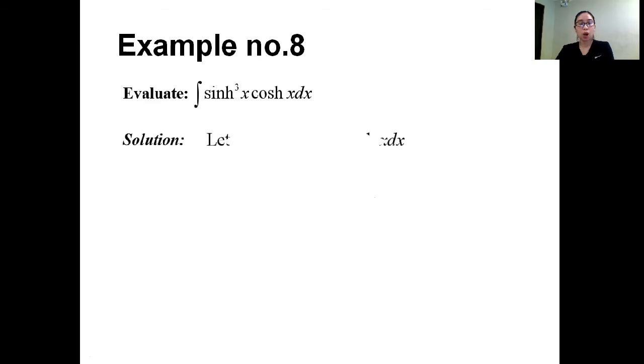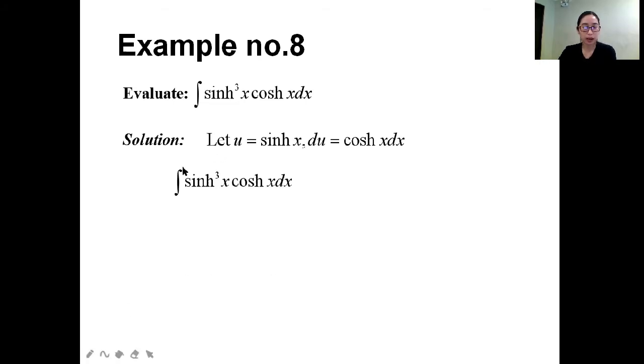For our example number 8, still on the hyperbolic function, the integral of sin h cubed x cos x dx. For the solution, we let u be equal to sin hx, and du, the derivative of sin hx, is cos x dx. So now the integral of sin h cube x cos x dx is the integral of u cube du. That is because we let u be sin hx, so du is cos x dx.